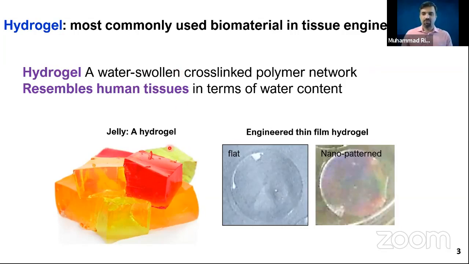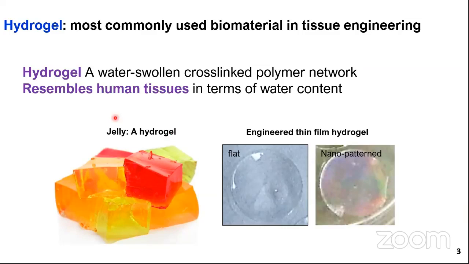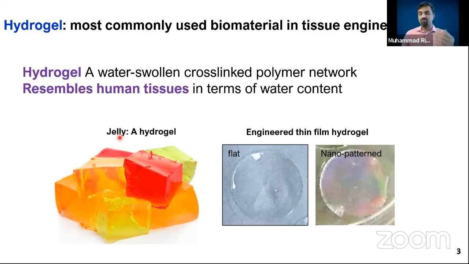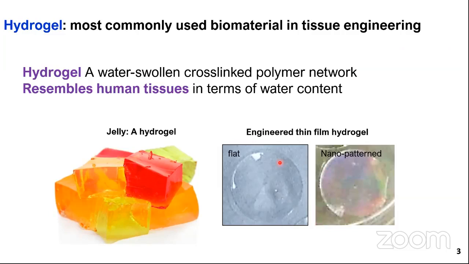And I'm sure many of you have seen jello or jelly, right? So jelly is a hydrogel. It's really that simple. Jelly is not stable, but once we introduce extra crosslinks, we can make it a permanent hydrogel, which will stay there. Here you can see that the hydrogel can be engineered to make this really thin film, which I used for cornea, as I'll explain later. We can also nano pattern this hydrogel just to control cell functions on these hydrogels. So hydrogel is developing tissue engineering.